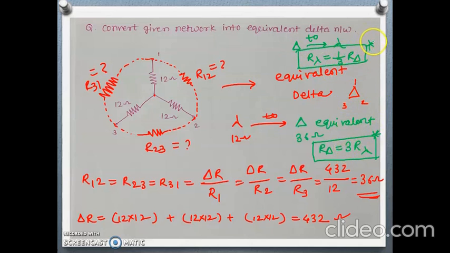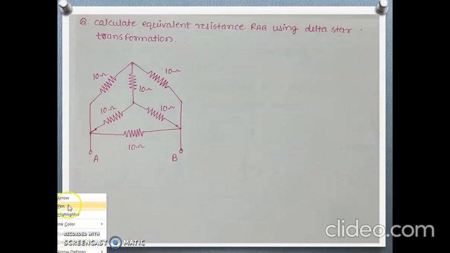These two expressions are the same: when we are converting from star to delta, R delta is 3 times R star, and when converting from delta to star, R star is 1/3 of R delta, that is the resistor connected in delta. In this way, we can easily find the equivalent resistance values when they are connected in delta. Okay. Let's do one more example.